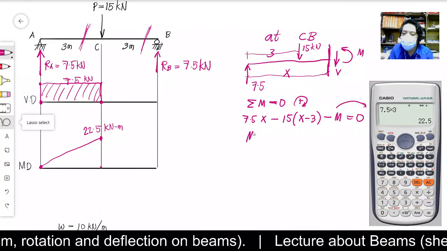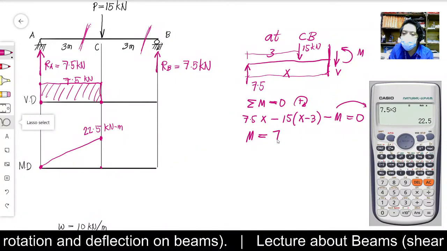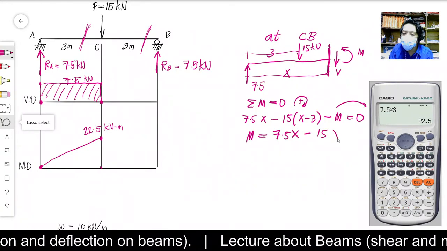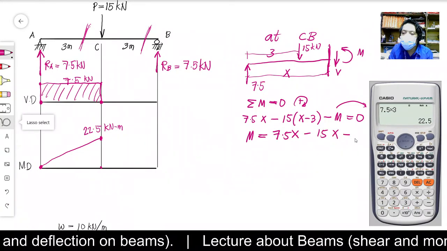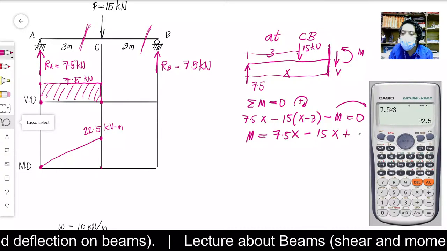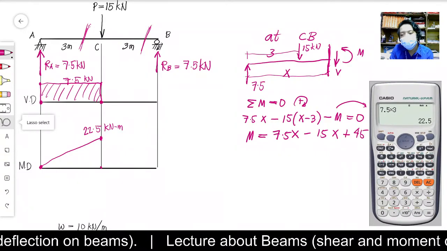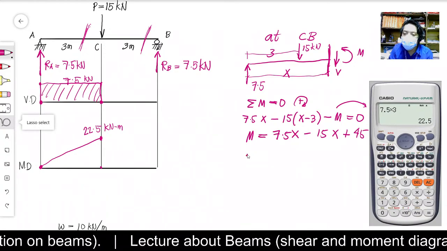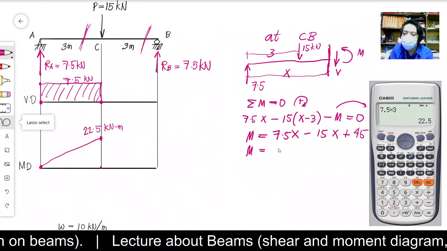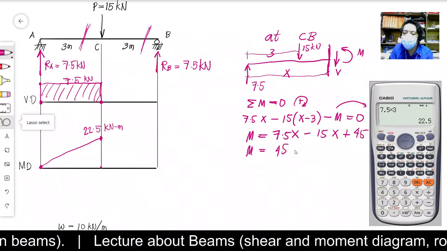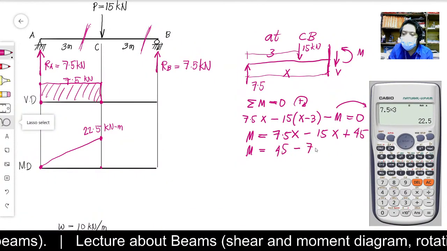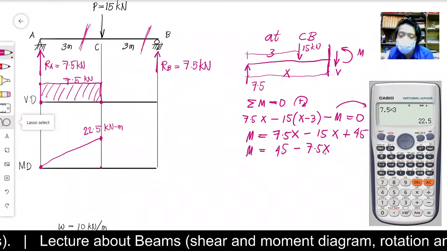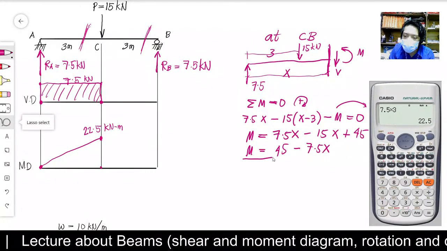Now solving for the equation of the moment, we transpose, so M is equal to 7.5x minus 15x plus 45. Is that right? Yes. So your moment will be equal to 45 minus 7.5x. That's your moment. This is your equation of moment.